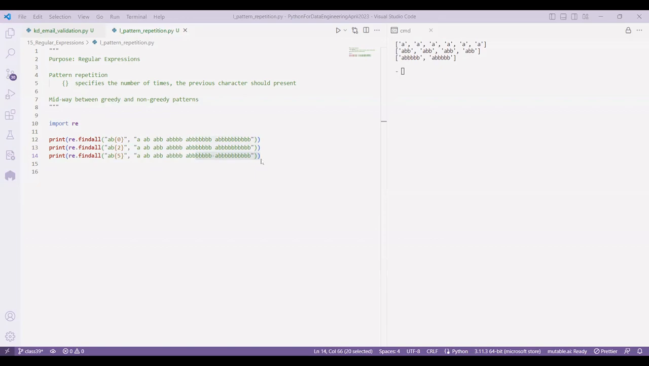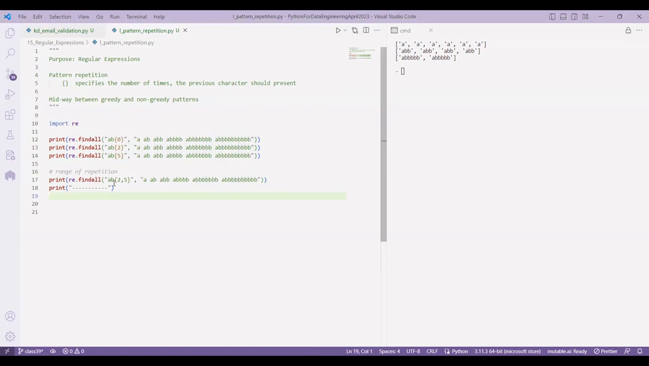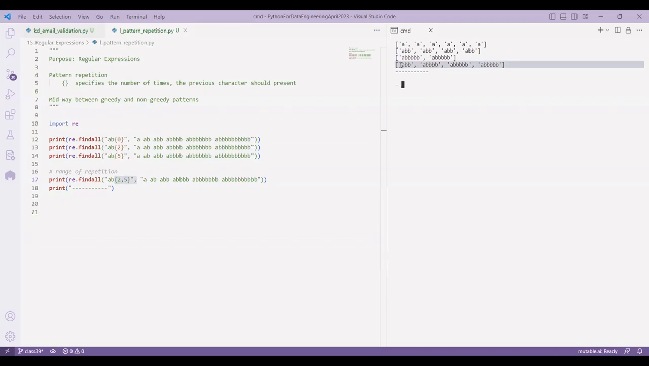At the same time, we can also ask for values between 2 and 5. Means A should be there, but for B, minimum 2, maximum 5. Any number of times in that range can occur. So minimum 2 times, max 5 times, and you got all those occurrences. Means it's not just one fixed number, we can give a range.